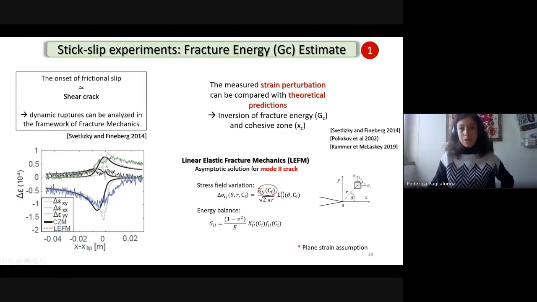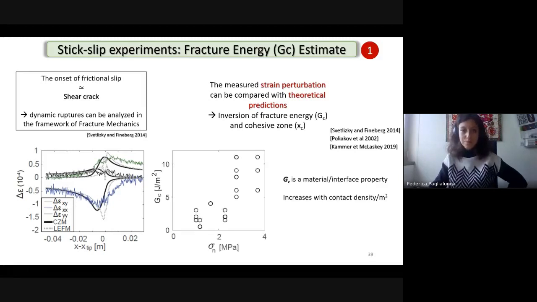So all we have to do is to fit, to invert our strain measurements in order to find out the stress intensity factor K2. Once we find K2, we can input it in the lower equation to find the fracture energy. This can be done in the framework of linear elastic fracture mechanics, from which we can estimate the fracture energy. And in the framework of the cohesive zone model, we can invert both fracture energy and the cohesive size. So this is what we get.